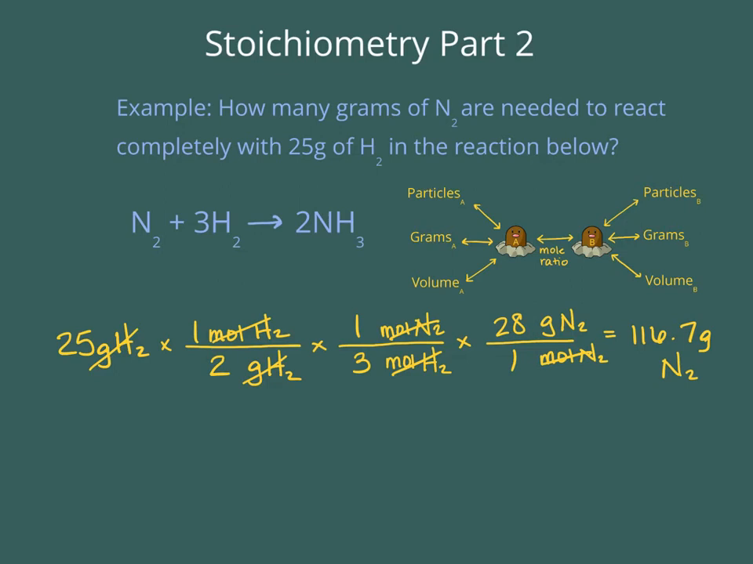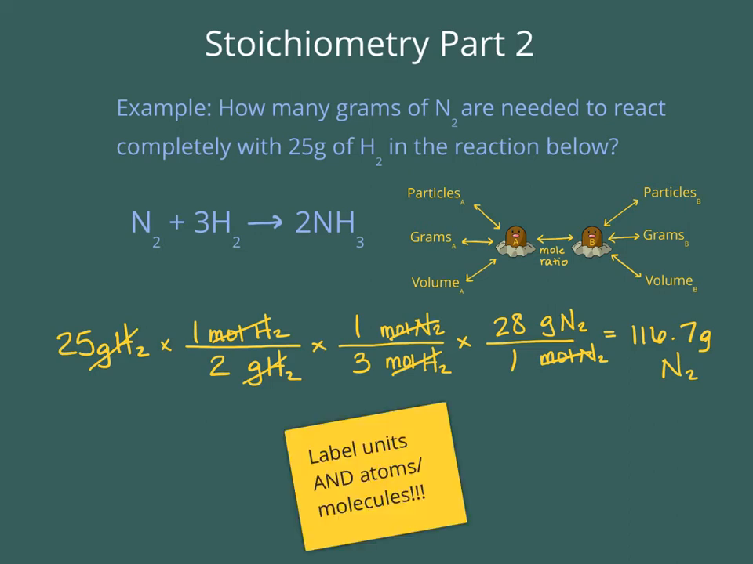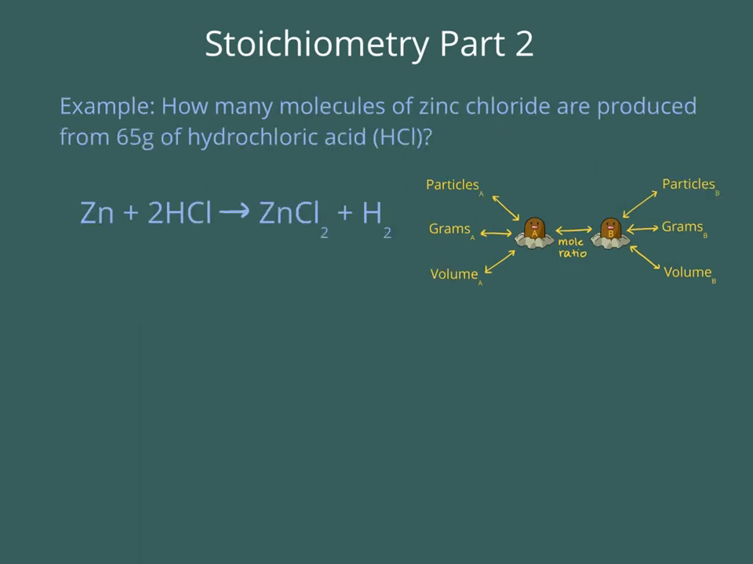When doing stoichiometry, it's really important that you label all of your units as well as the substances that you're working with, so you can stay very organized and minimize the chance of any errors as you're doing your conversion factors and calculations. Now it's your turn to give this example a try. Hit pause on the video, try this example in your notebook, and then when you're ready, hit play to check your work.